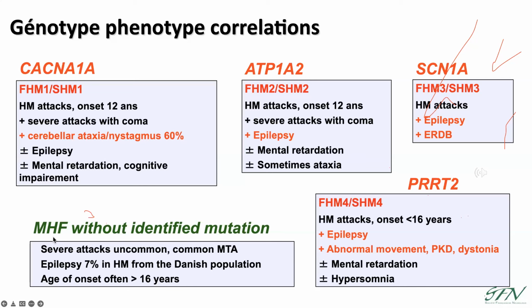And in familial hemiplegic migraine without an identified mutation, that means they have no mutation in the calcium channel, in ATP1A2, in the sodium channel, or in PRRT2, severe attacks are very uncommon. Hemiplegic migraine is often associated with migraine with typical aura. They can have epilepsy, but the risk of epilepsy is 7% of the patients compared to 1% in the general population. And age of onset is sometimes during early adulthood or later.